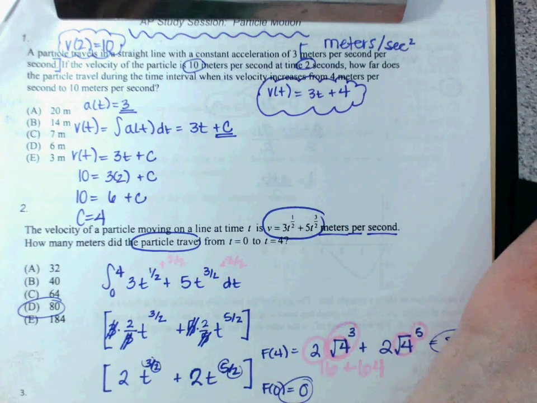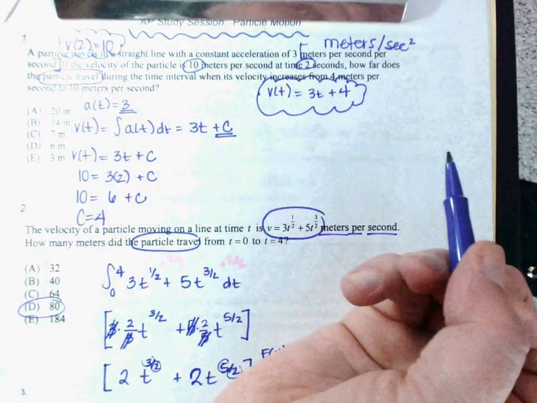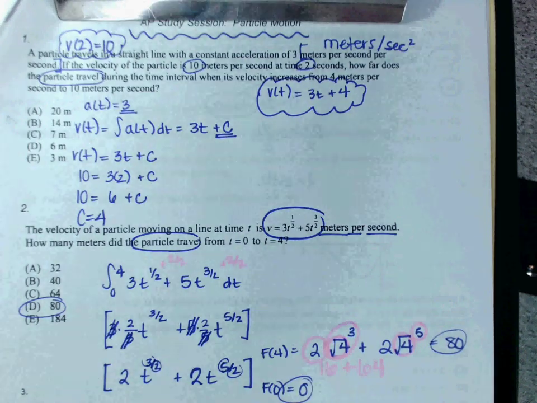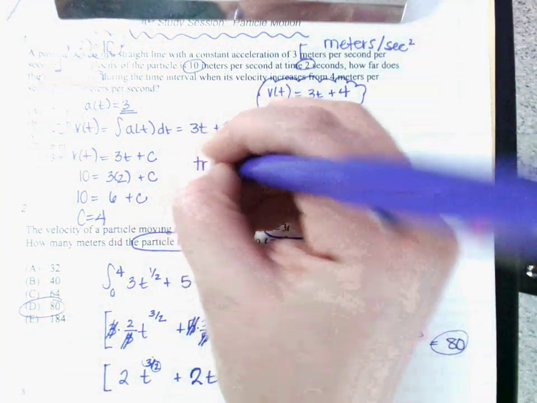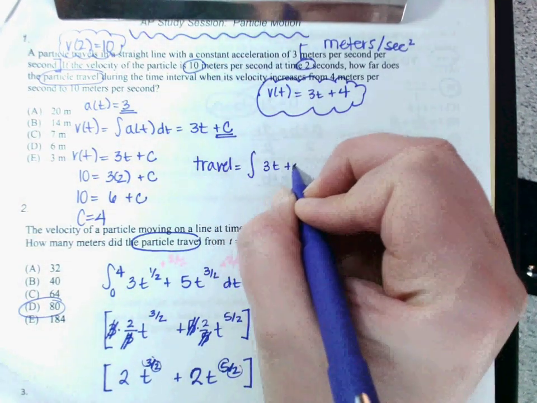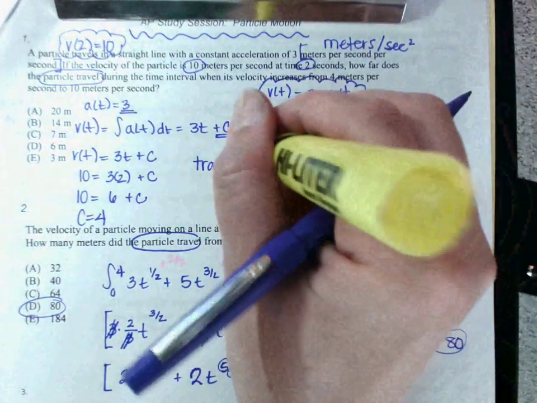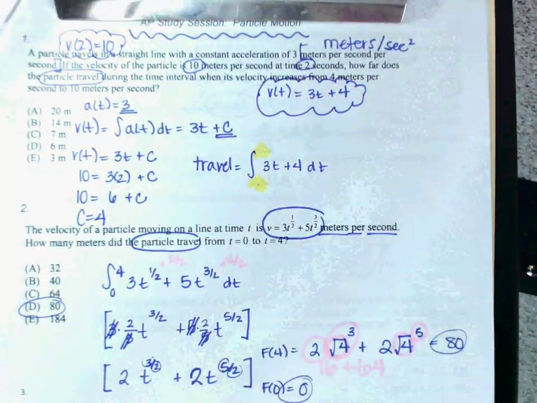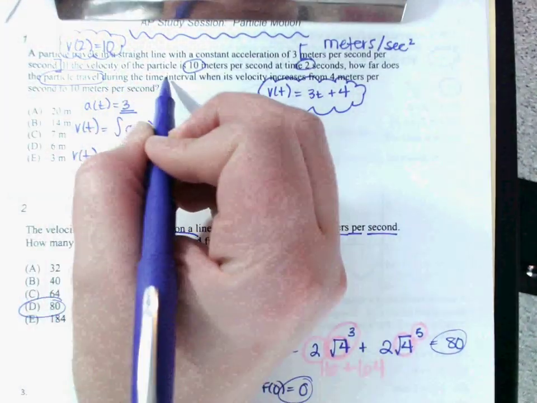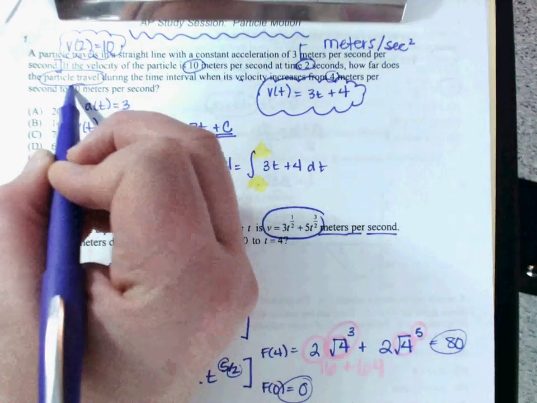Okay? Then it says, how far does the particle travel? Okay, well, I at least know that if I want to know how far the particle travels, I'm going to have to set up an integral. So my travel distance is going to be the integral of 3t plus 4. But then the problem is that they don't even give me time values. Instead, they give you some more complicated stuff for you to try to find those two values. So let's see when. It says during the time interval when the velocity goes from 4 to 10.